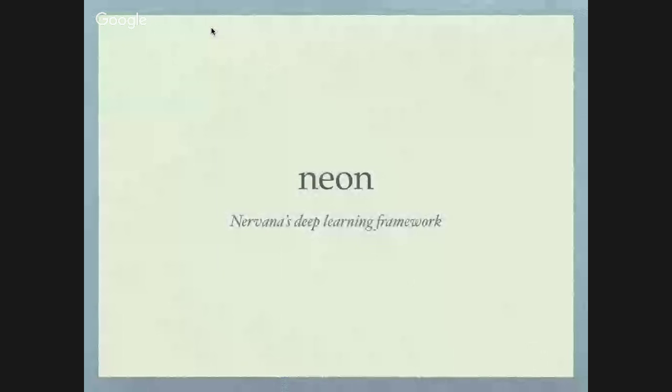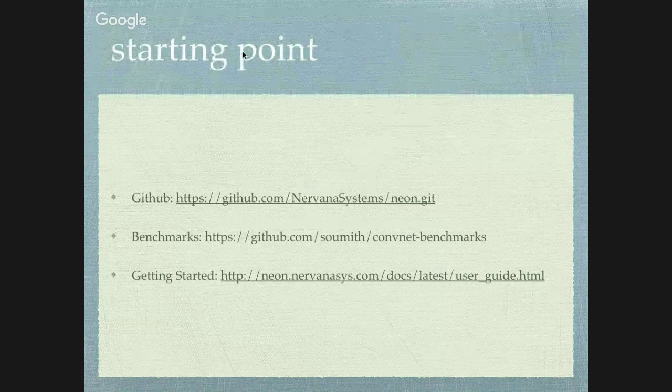Okay, so I'm just going to give a quick tutorial on Neon, which is the deep learning framework by Nervana Systems. Just to start with, this is their open source GitHub link. Those are the benchmarks if you want to take a look, and that's the getting started guide link, which is what I'm going to be going through mostly, and it's pretty good because I wrote most of the documentation.